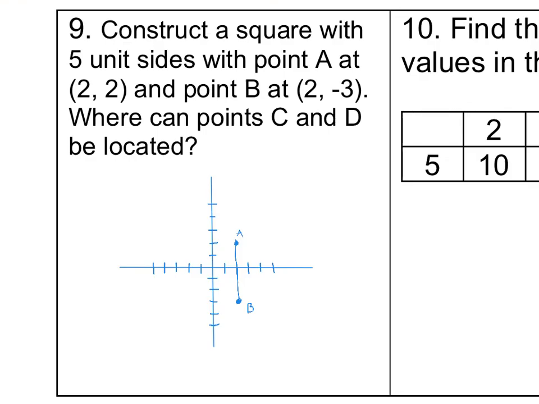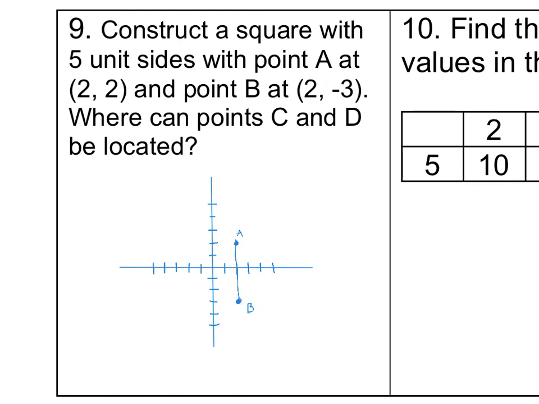Okay, so we're going to assume I actually drew a straight line here, but here's my coordinate grid, and I went 2, 2 for point A, and I went 2, -3 for point B, like it told me. And then it says, where can C and D be located? Now, I have some options here. I can go, and we need each side to be 5 units. You can see this is 1, 2, 3, 4, 5 units, because from 2 to -3, right? Here's the difference, the y's.